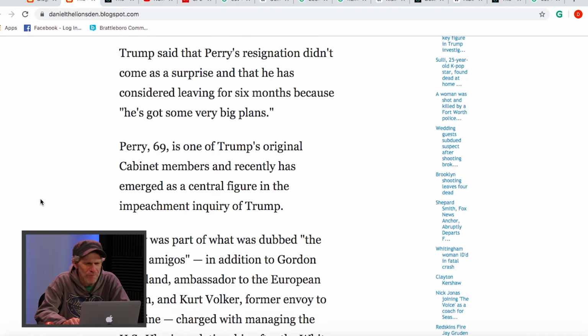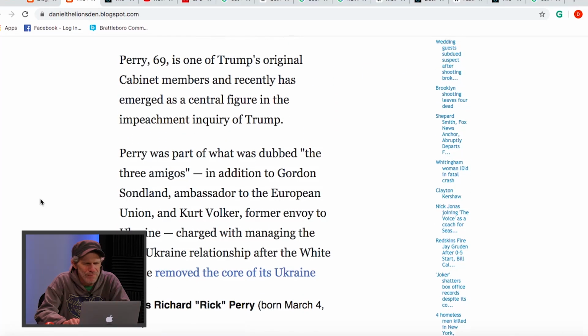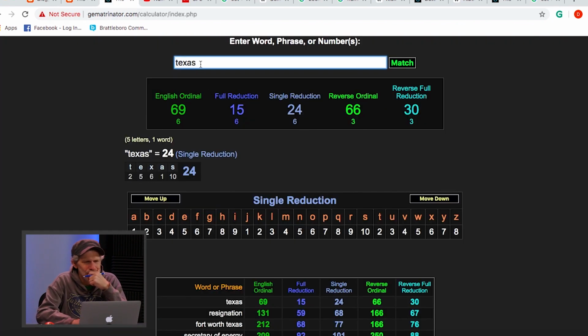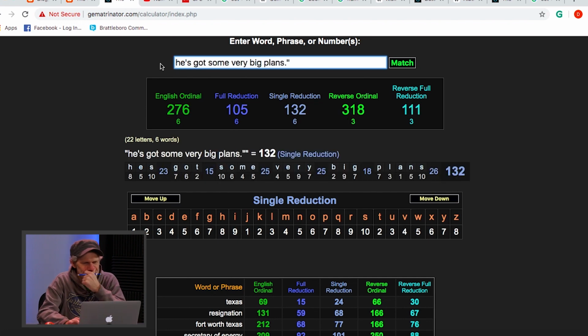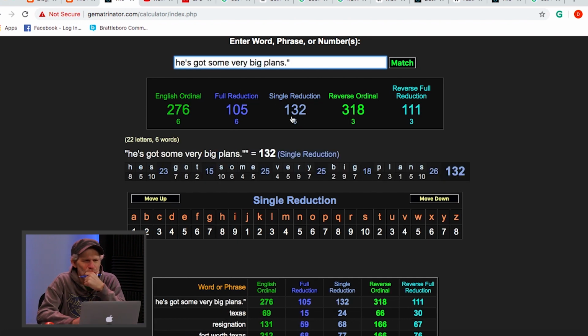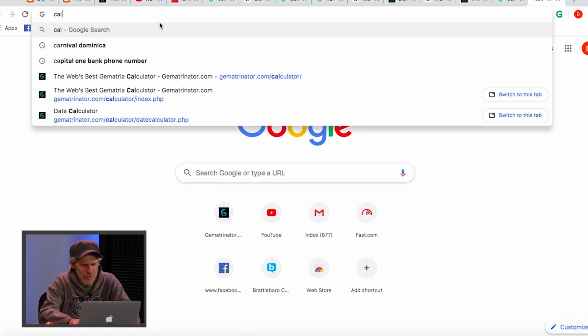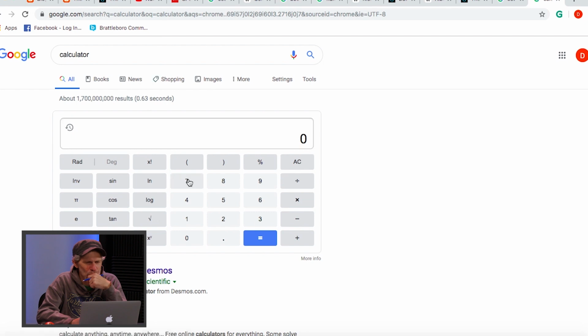I didn't really look at them, but he's got some very big plans, right? Okay, what does that equal? So this 132 number is interesting because 33 times 4 is 132. If you can find a calculator, I'll show you that. So you just don't take my word for it.